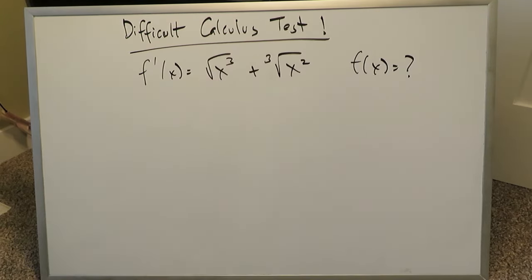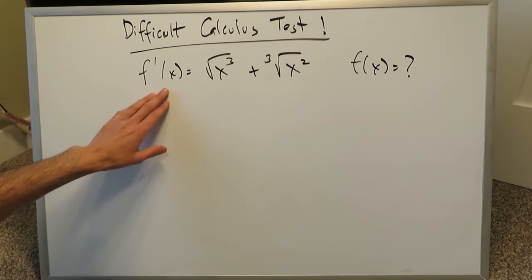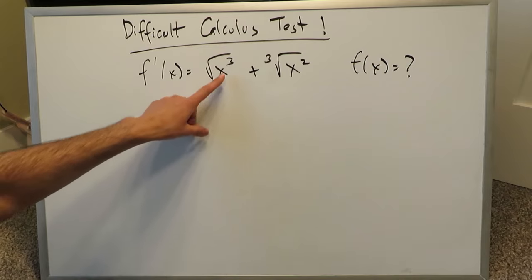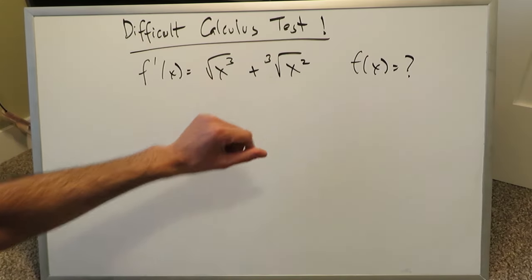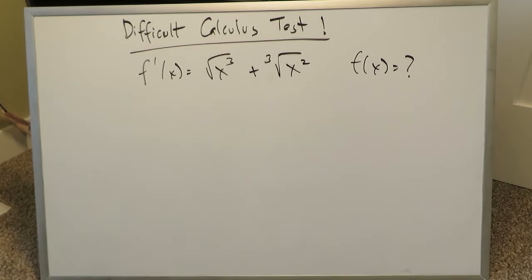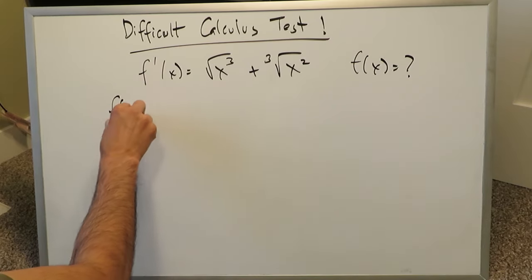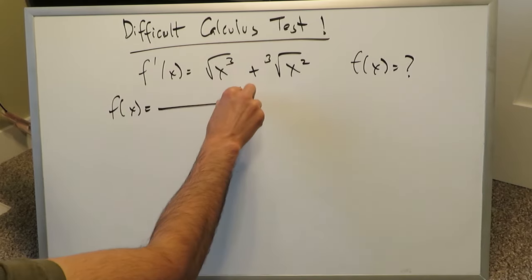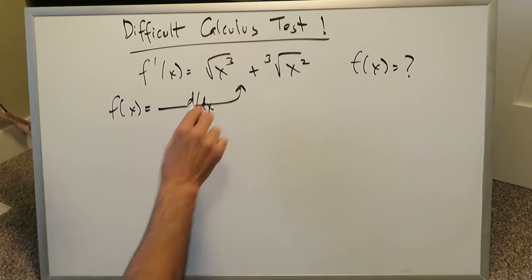The first derivative question for this test is this provided here. We have actually a derivative provided. It's x cubed root plus x squared cube root, and we have to find the original function. That is, if you had an original function and its derivative was taken, and this is what you ended up with, what was that original function?